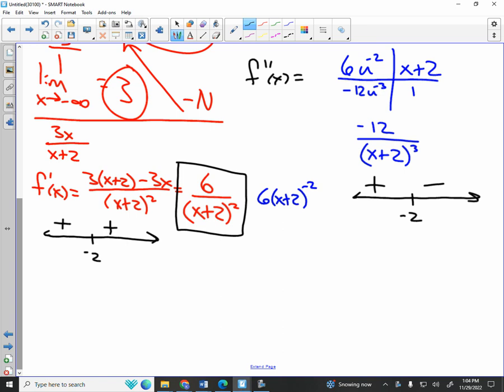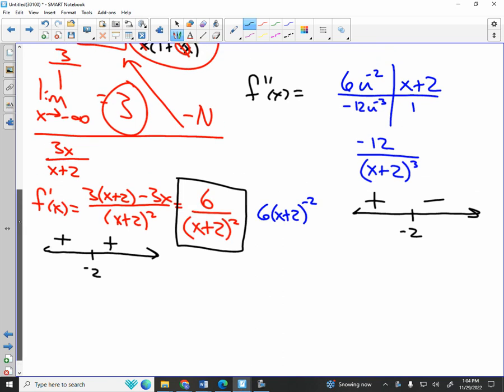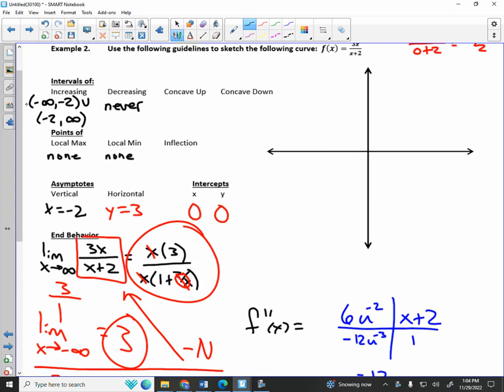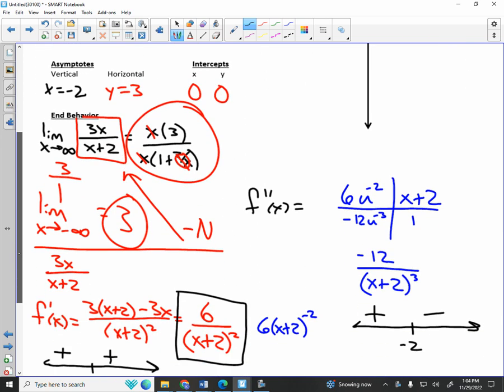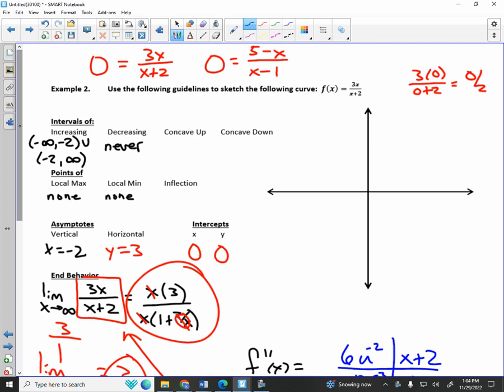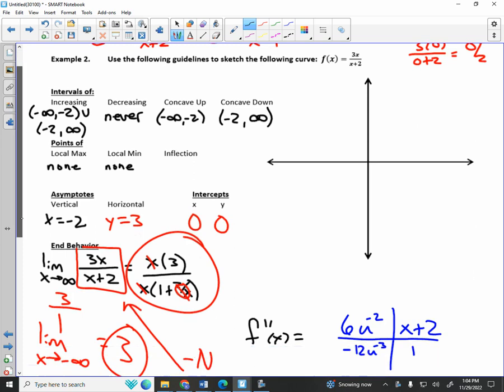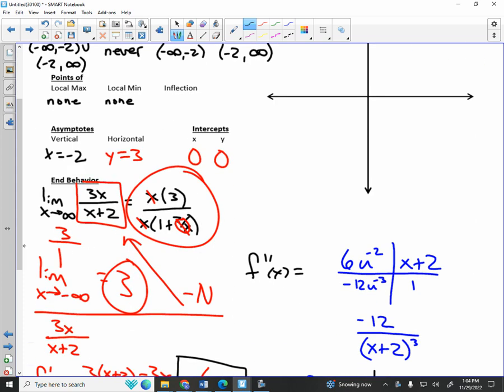So see, I don't necessarily even care about the values. What I do care about is whether or not it's positive or negative. What does that tell us about concavity? It's going to be concave up from negative infinity to negative 2. It's going to be concave down from negative 2 to infinity. We would like to say the inflection is negative 2, but is negative 2 part of the domain? It is not. So therefore, there is no point of inflection.